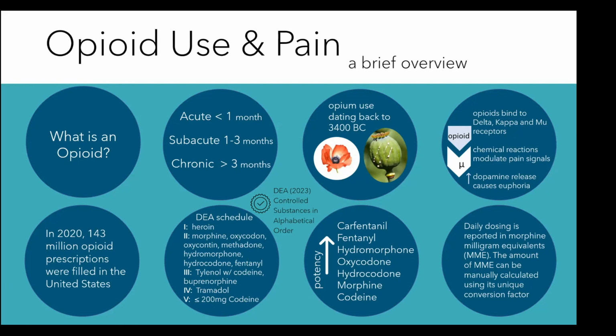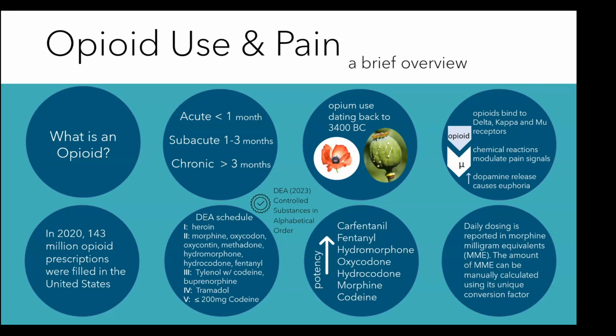Our next slide goes over a statistic. In 2020, there were 143 million opioid prescriptions filled in the United States. This number is actually decreasing, but prescription opioid use is still extremely prevalent and plays a large role in healthcare.